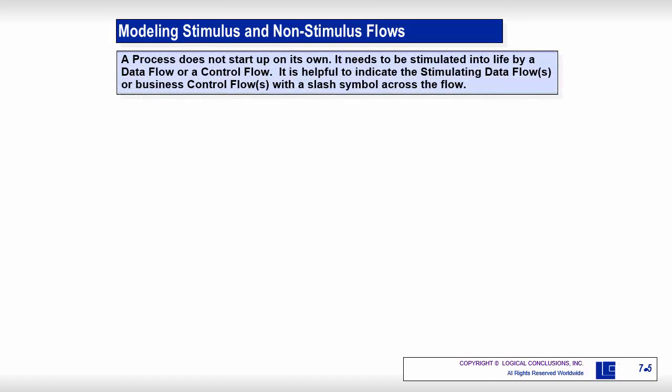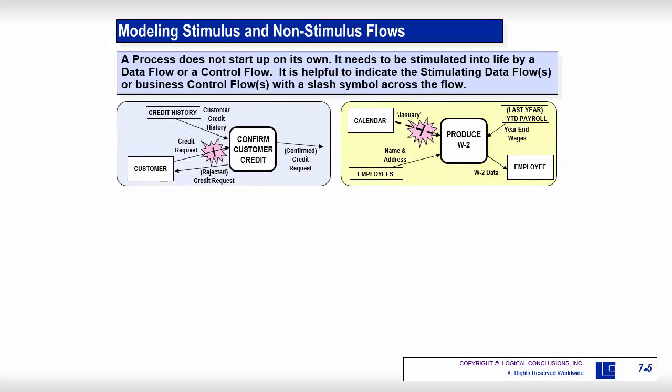A process does not start up on its own. It needs to be stimulated into life by a data flow or a control flow. It's helpful to indicate the stimulating data flow or flows, or business control flows, with a slash symbol across the flow as shown highlighted in the examples on this slide. I've indicated with a slash that the credit request data flow triggers the confirm customer request process, and the slash on the January control flow triggers the produce W2 process.